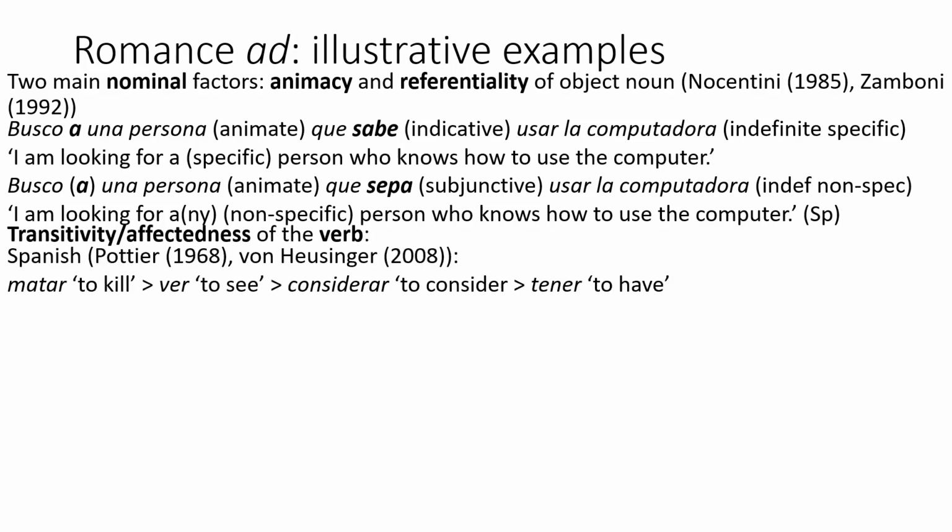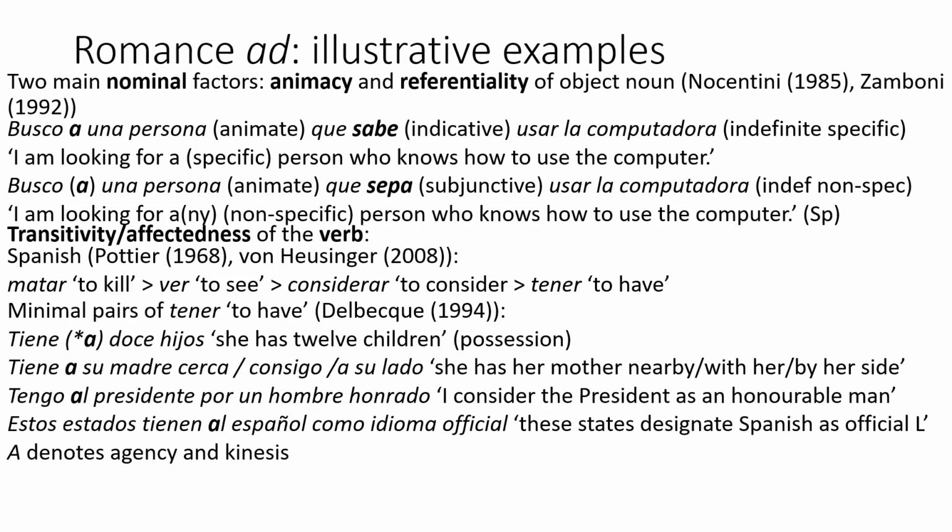Specificity of the verb. There is a famous claim proposed by Pottier that different types of verbs tend to select object marking by a. So, for example, strongly affected verbs like matar, to kill, obligatorily select a. Tener, however, in denoting possession, doesn't. We also have some minimal pairs of tener. Tener in its canonical function denotes possession, and in this function it does not take a. For example, "tiene dos hijos."